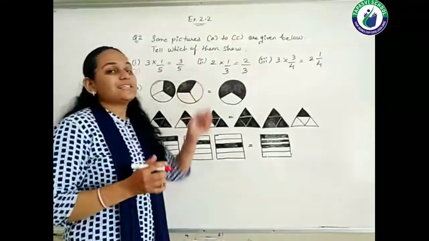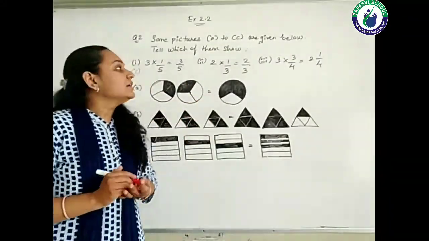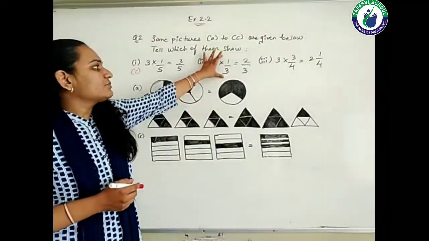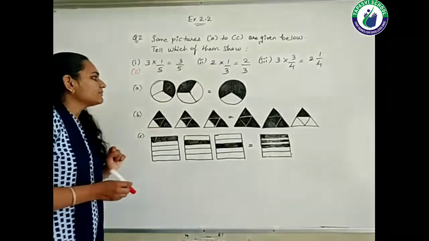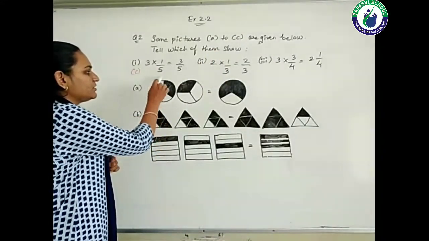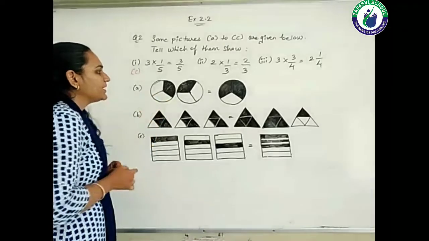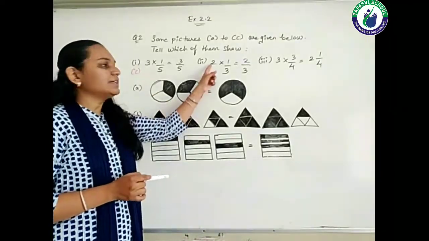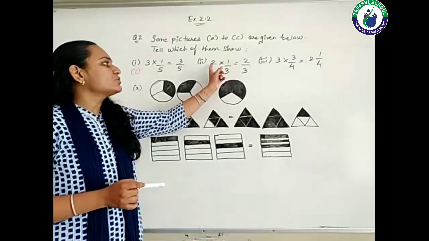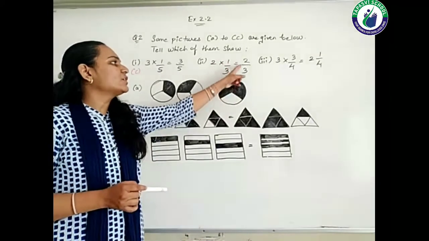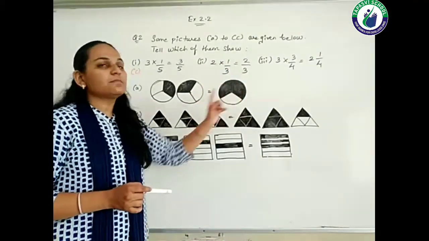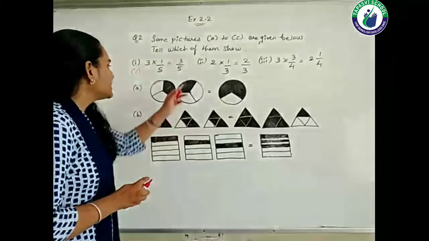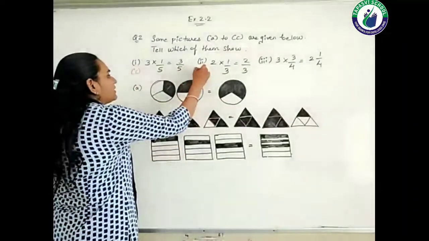Okay, now let's see the second one, students, 2 into 1 upon 3. Okay, first we'll focus on 1 by 3. So where is 1 by 3? I think this one, right? So see 3 parts are there, and out of 3 only 1 part is shaded. And how many such are there? 2. So if we multiply them, 2 into 1 upon 3, we will get 2 by 3. So out of 3, 2 parts are shaded. So the answer for the second one is A.